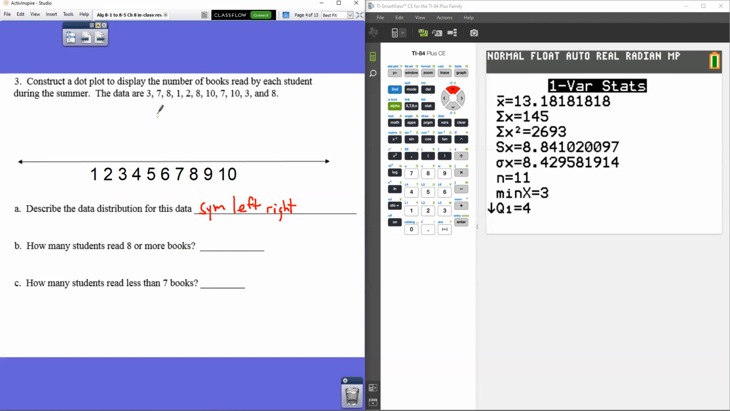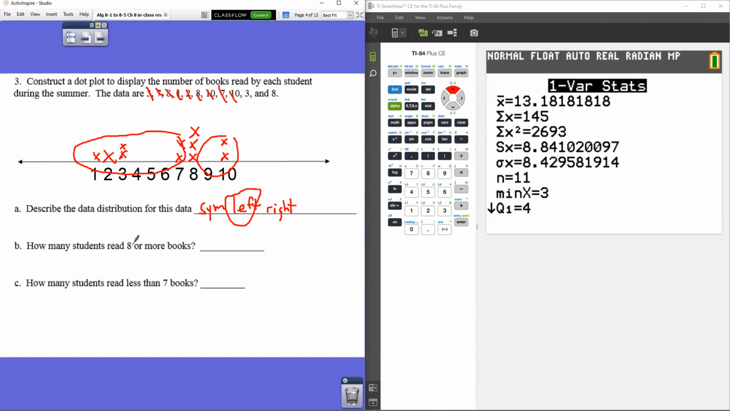So when you're going to do your dot plot, I would suggest crossing these numbers out as you go. Remember, you want to make it all the same size. So we have a 3, we have a 7, we have an 8, we have a 1 and a 2, we have an 8 and a 10, 7 and a 10, and we have a 3 and an 8. So when we're taking a look at this one, I would say personally that this one is skewed to the left, all right? This part is significantly longer than this part, all right? So that part is significantly longer, so that is skewed to the left.